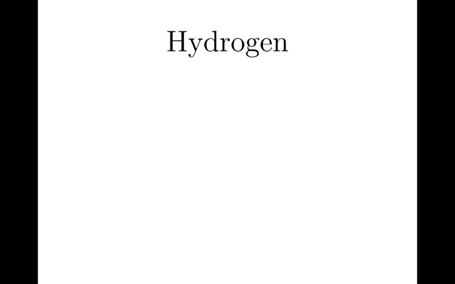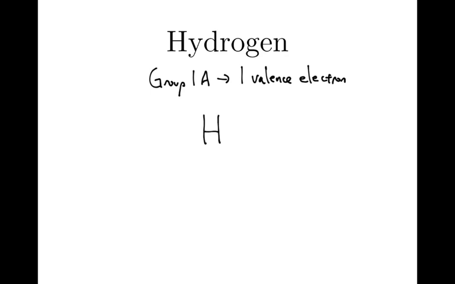Hydrogen is in group 1A of the periodic table. Therefore, it only has 1 valence electron. Not many elements have 1 valence electron. The alkali metals do, but hydrogen is the only nonmetal in that group that is considered to be part of organic chemistry. So we're just going to place 1 dot like this.